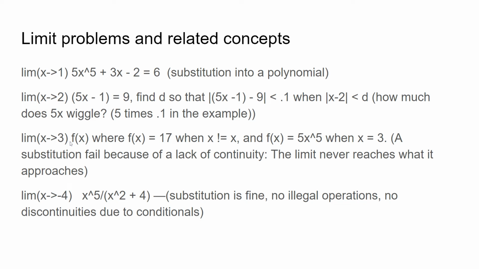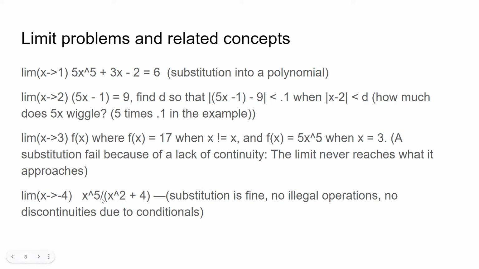If we have the limit as x approaches 3 of f of x, where f of x is 17 when x doesn't equal 3, and f of x equals 5x to the fifth when x does equal 3, then these two functions are not the same. 17 is not equal to 5x to the fifth when x is equal to 3. And so there's a lack of continuity, and so the limit never reaches what it approaches. But actually, the limit may actually exist, so actually, we might want to come back to that one.